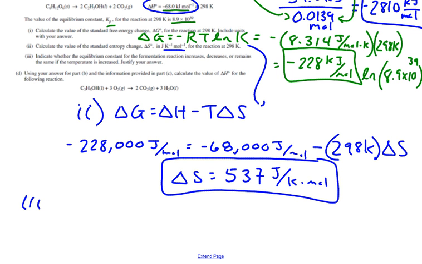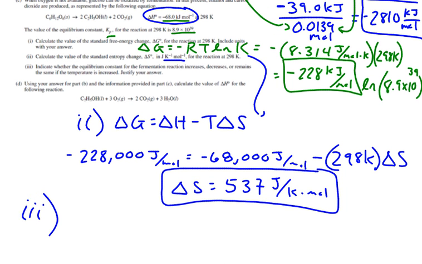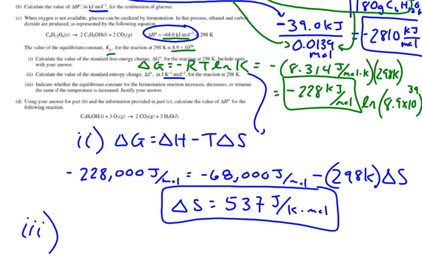Just a couple more. Indicate whether the equilibrium constant for the fermentation reaction increases, decreases, or remains the same if the temperature is increased. Justify your answer. All right, this one I would guess most students don't get right. What are you looking at when you talk about temperature? When it says equilibrium, then it's about shifting. So when we talk about increasing temperature, where do I put the E? You're like, oh, that's what that is.